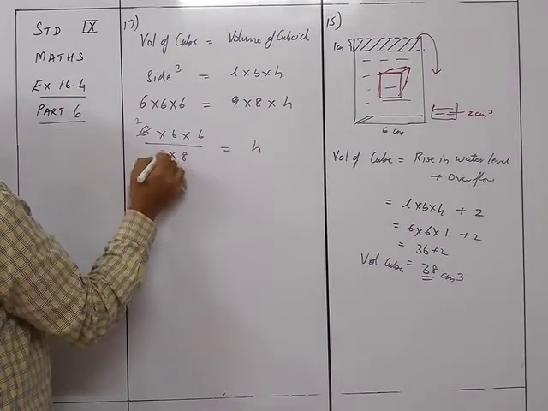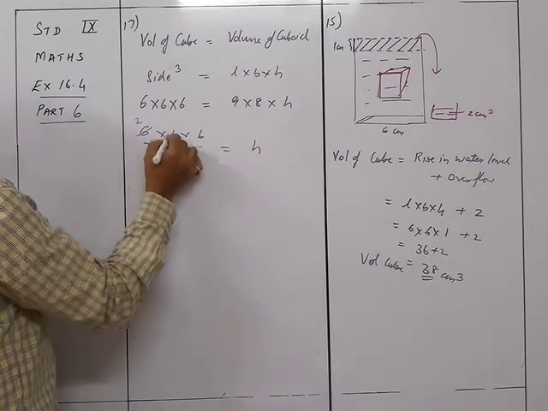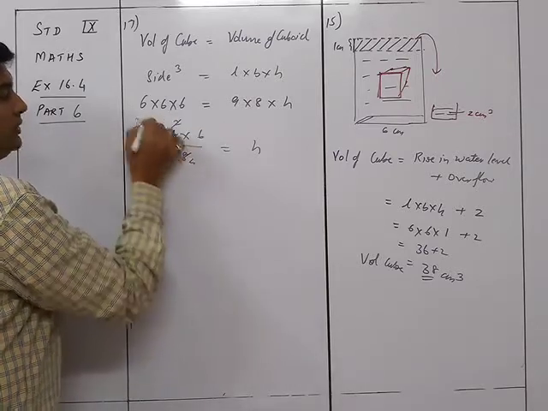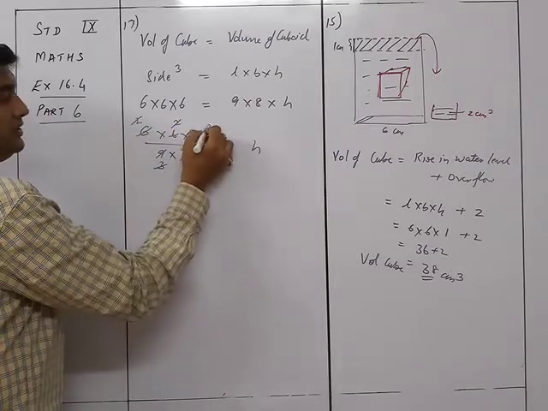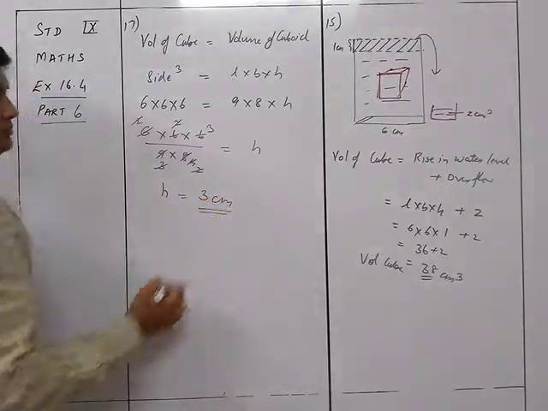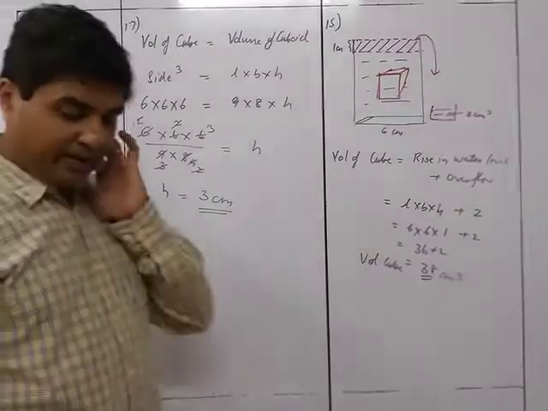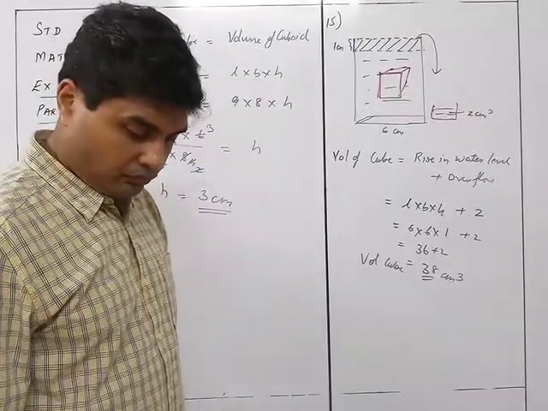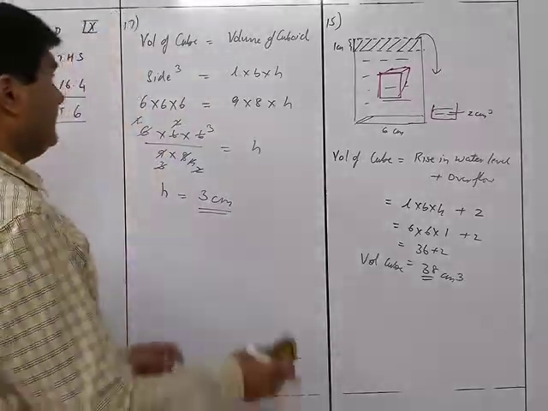So 3 2s are 6, 3 3s are 9, 3 2s are 6, then 4 2s are 8. So H is equal to 3 centimeters. So the height of the cuboid will be 3 centimeters. Very simple sum. Sum number 19.